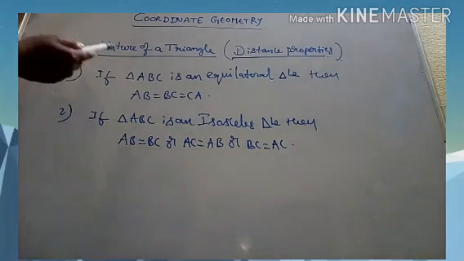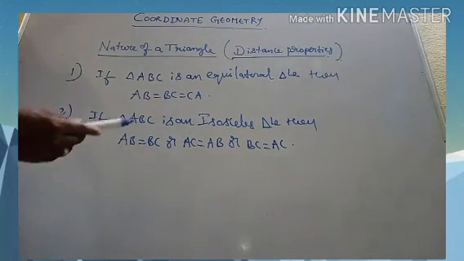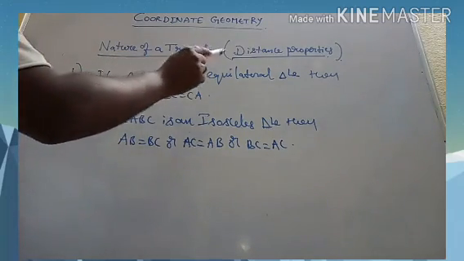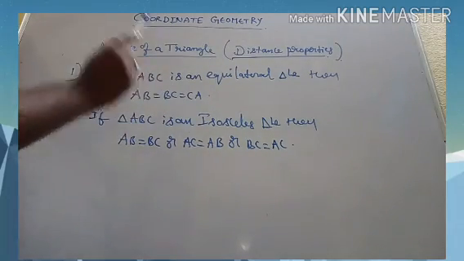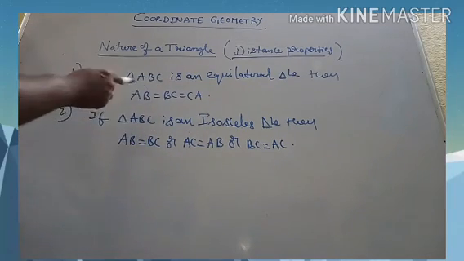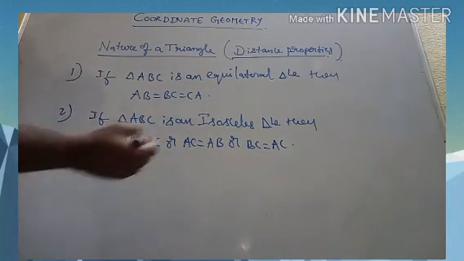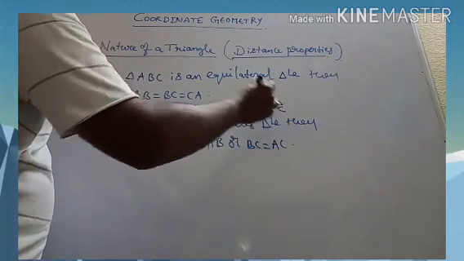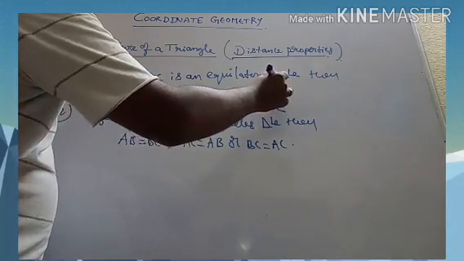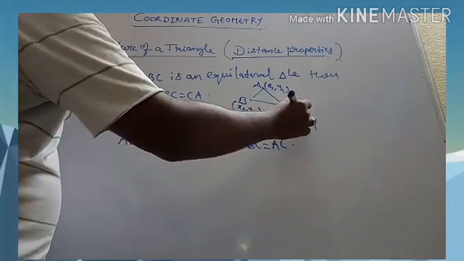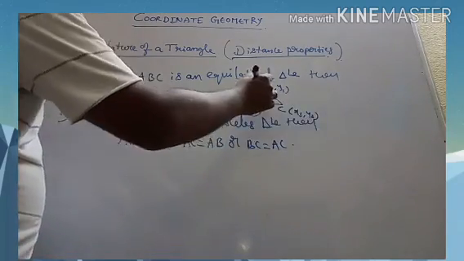First one, if you are using only the distance formula and want to decide whether a triangle is an equilateral triangle, then it is enough to prove that AB equals BC equals CA. You know how to find it. They will give three vertices A, B, C, something like (x1, y1), (x2, y2), (x3, y3), right?